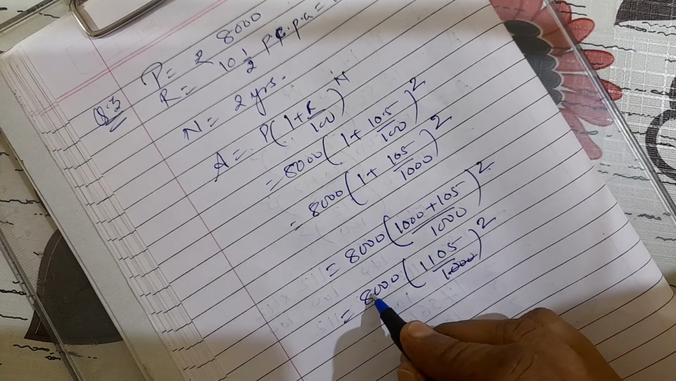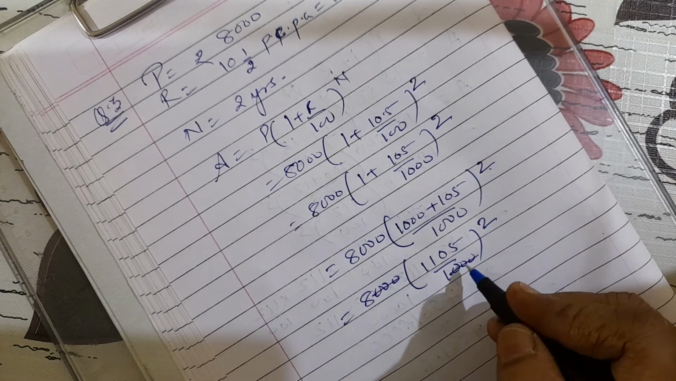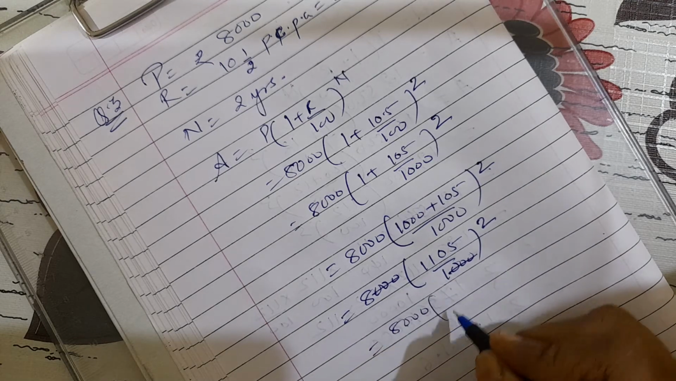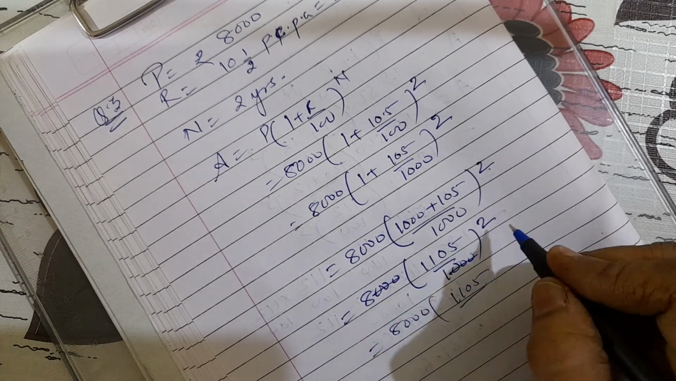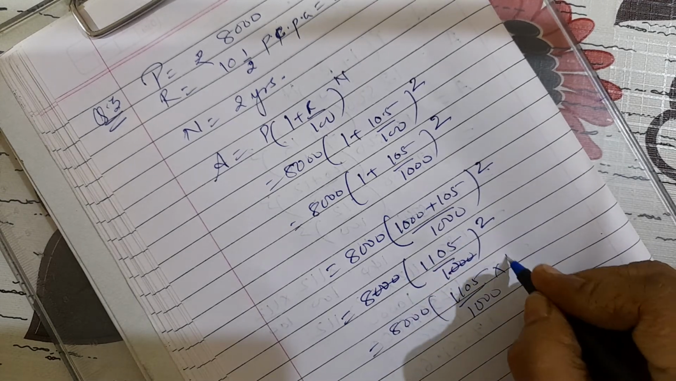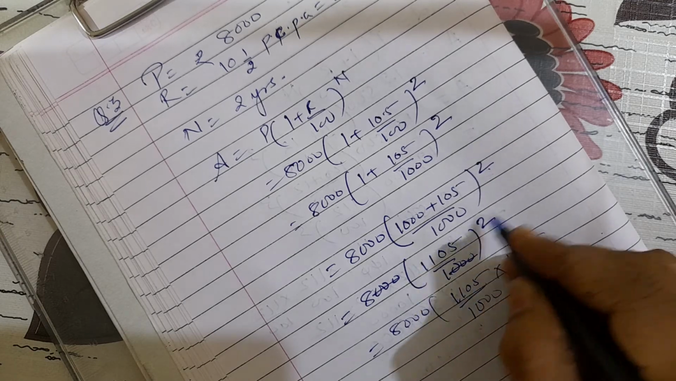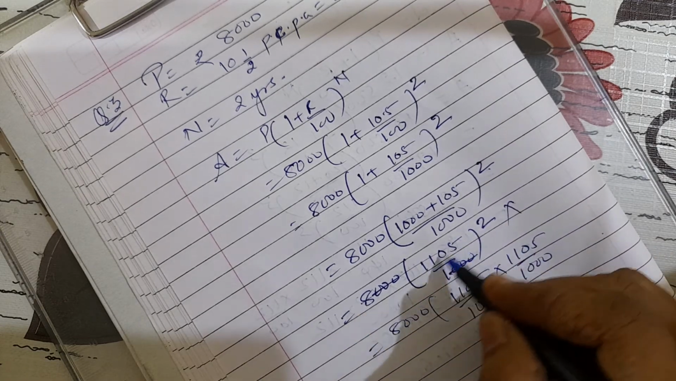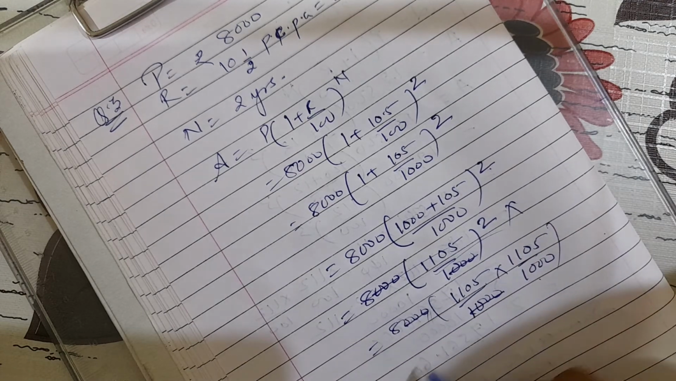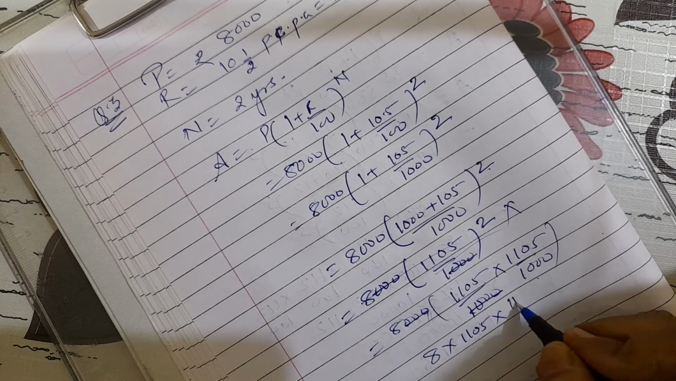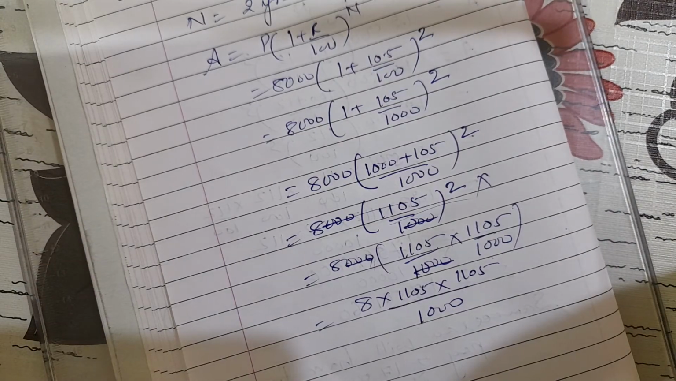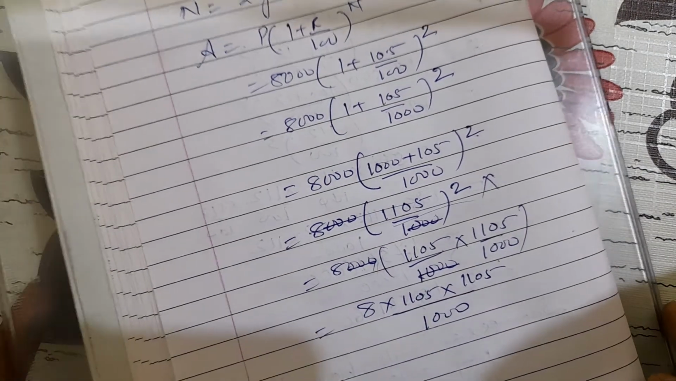Now see, all 3 zeros go, children. Now we have to write this one more step. So we'll write here 8,000 into 1105 upon 1000 into 1105 upon 1000, 2 times. You can cancel this step if you want. Now the 3 zeros go with the 3 zeros. Now 8 into 1105 into 1105 upon 1000. Now we will multiply all and put the decimal.